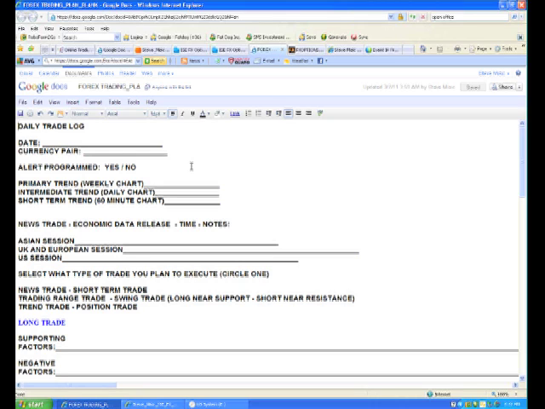So when the underlying ISE FX Options Index touches a line that I want to trade at, the computer will alert me, and I will go into the trading room and I will place my trade by buying or selling the options that I want to trade based on what the underlying is doing. I'll write down my primary trend from my weekly chart. I'll write down my intermediate term trend from my daily chart. And I'll write down my short-term trend from my 60-minute chart.